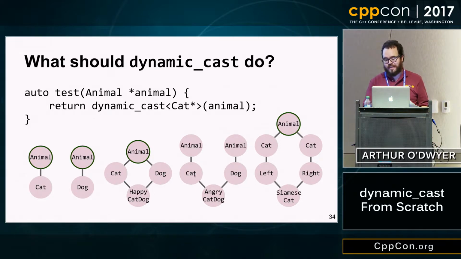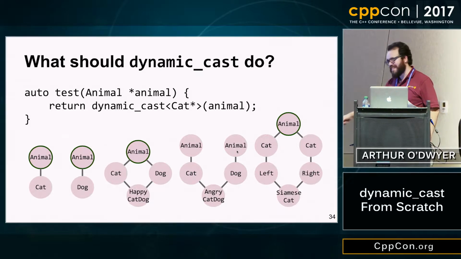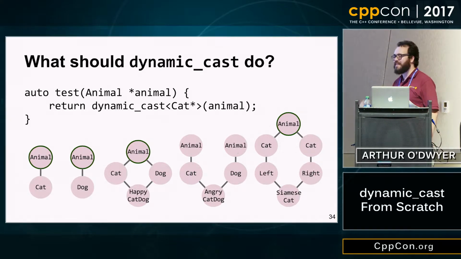Now we get to a more interesting case. I point to this animal, and I say, Mommy, I would like this cat. I am clearly pointing to something that is a dog. But this dog is part of a cat dog, and the cat dog is a cat. Now, cat dog is not an animal.